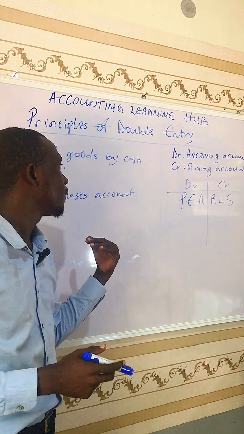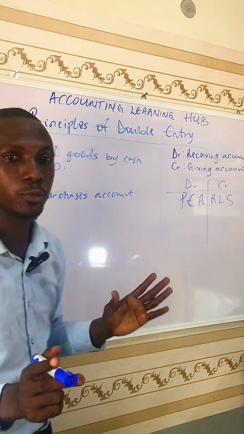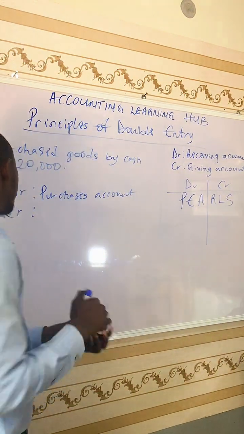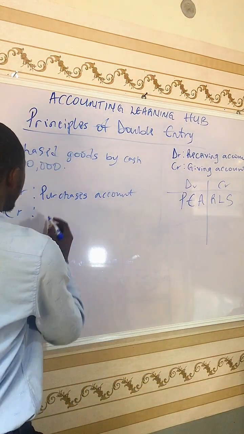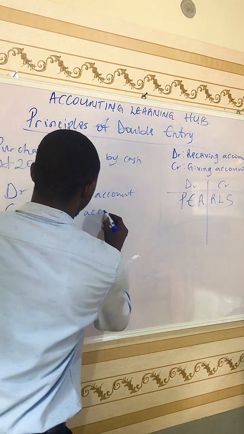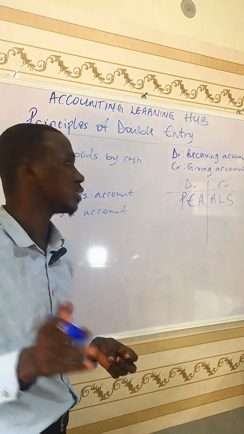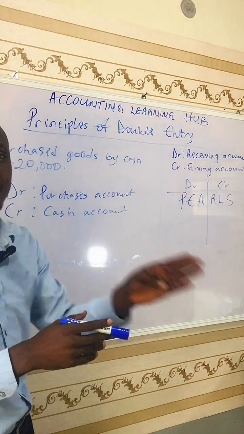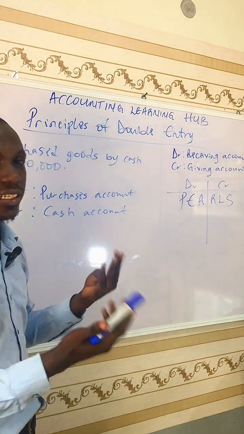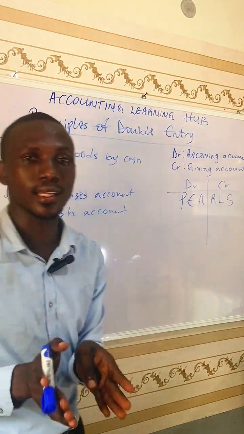Then the next one, since we have identified two accounts, we just follow the rule of double entry, which states that for every debit entry, there must be a corresponding credit entry. So the corresponding credit entry will now be the cash account. And that is because we gave out cash of 20,000 naira. Our cash reduced by 20,000 and our purchases account increased by goods worth 20,000 naira. Do you get that?